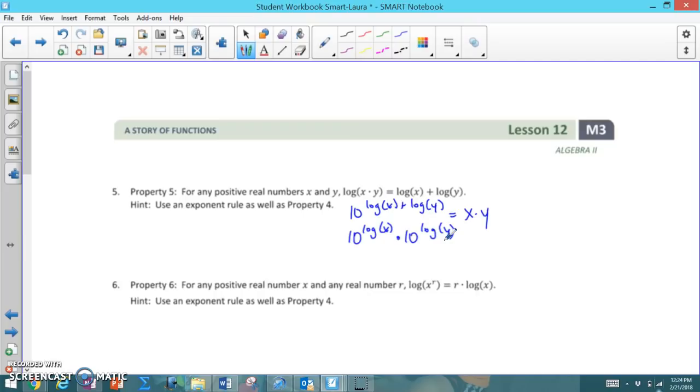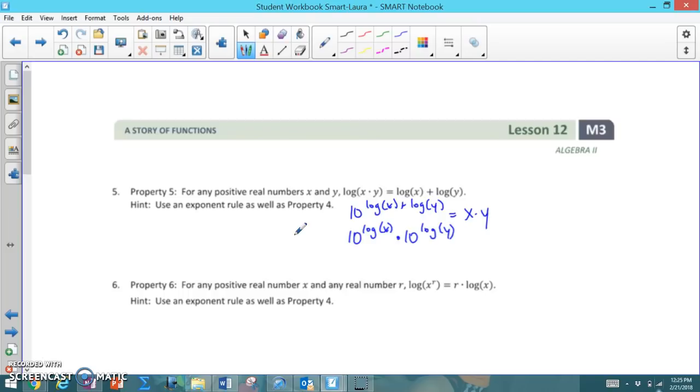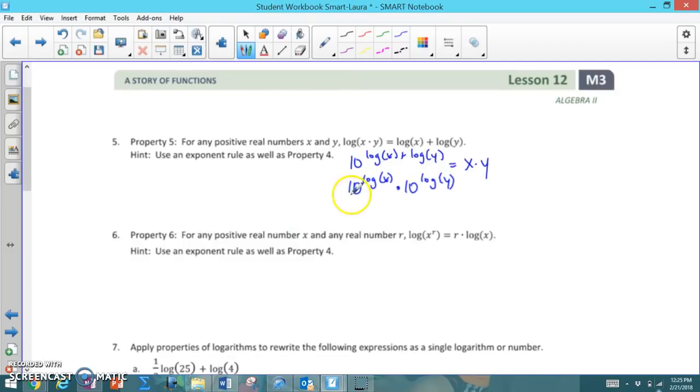And then if we go back to our previous slide, so number 4, we learned this property. If I have 10 to the log of something, virtually the 10 and log cancel, and so our answer is just what I'm taking the log of. The reason I remind us of this is because here I have 10 to the log base 10 of x, so I would cancel those away. Same thing here, 10 to the log base 10 of y. So you can see I get the same thing. So these ones are a little more tricky.